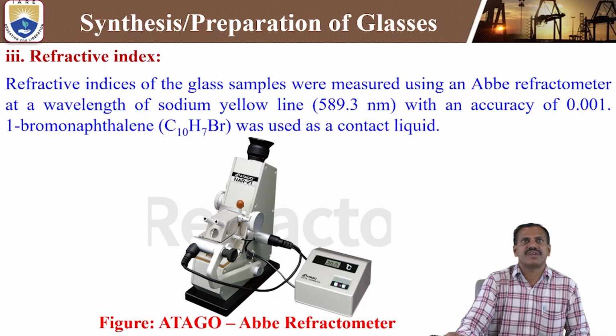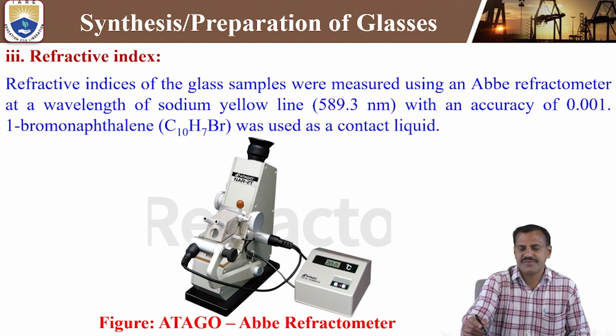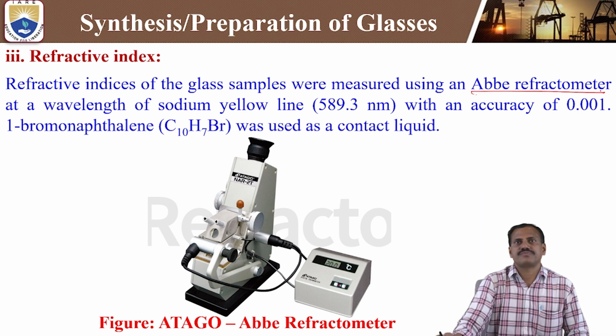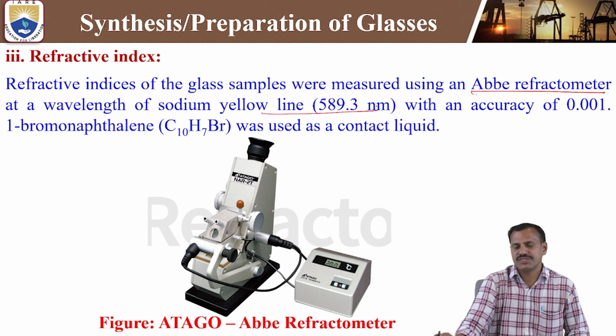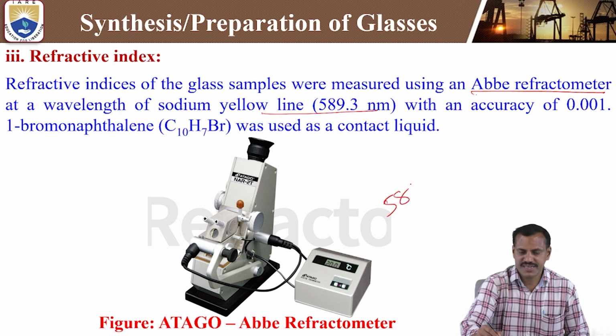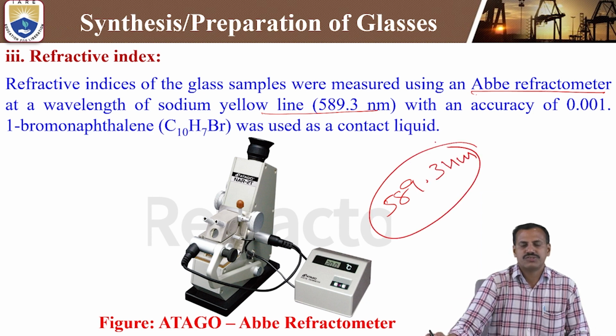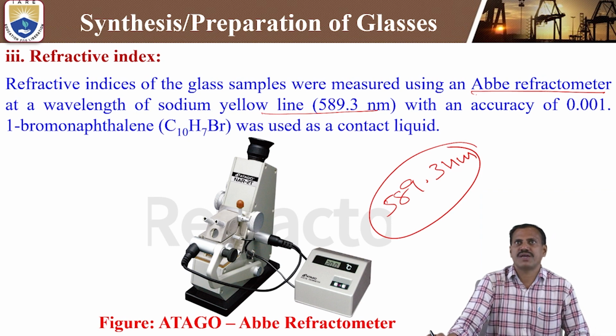Next, the third one is the refractive index. The refractive index of the glass sample was measured using the Atago refractometer. Using it, we can calculate the refractive index of the glass material at the wavelength of the sodium yellow line, that is 589.3 nanometer. This is the yellow region, 589.3 nanometer.